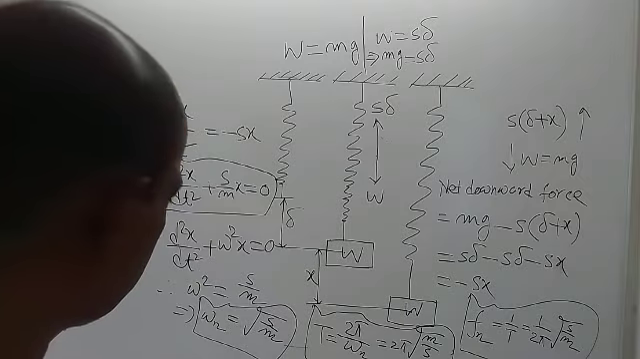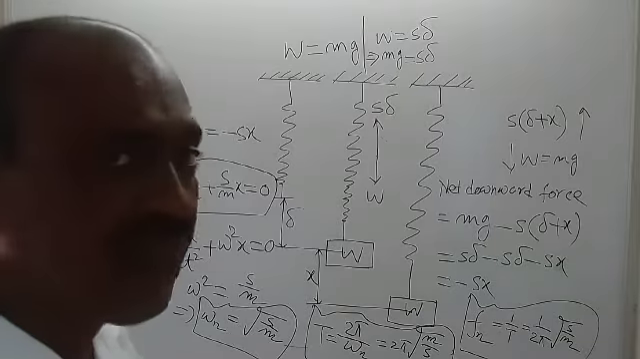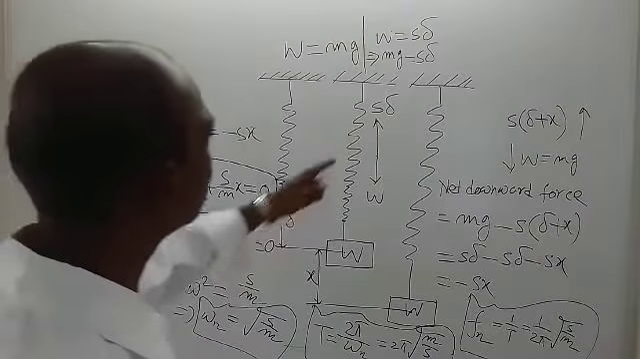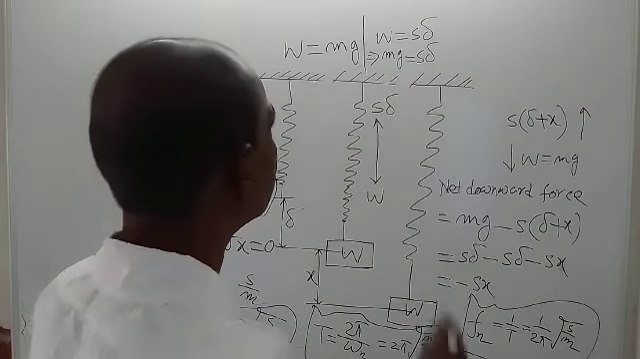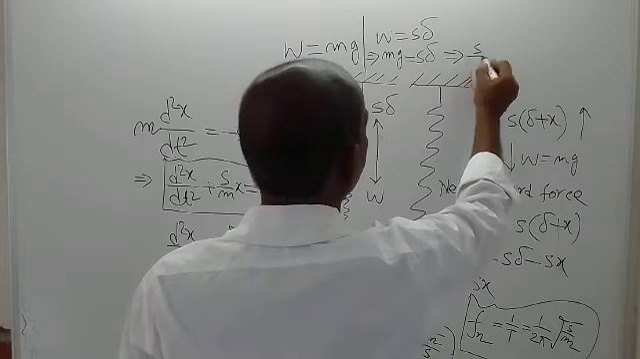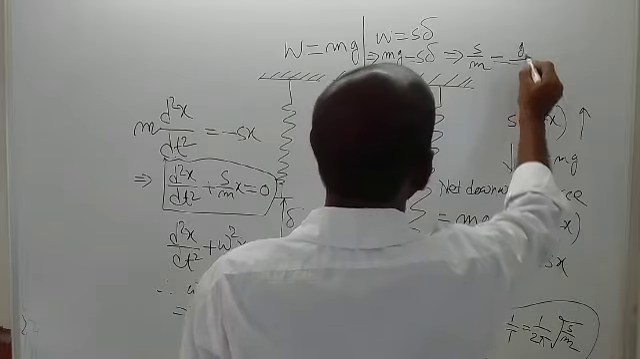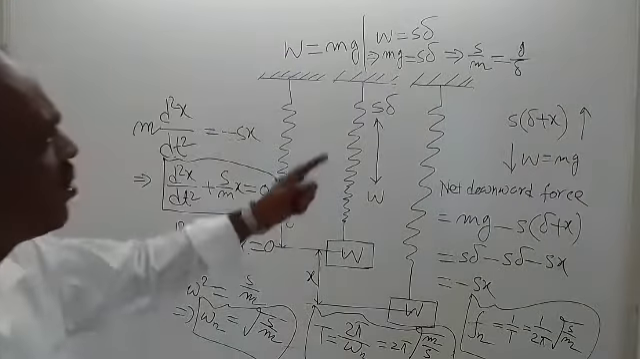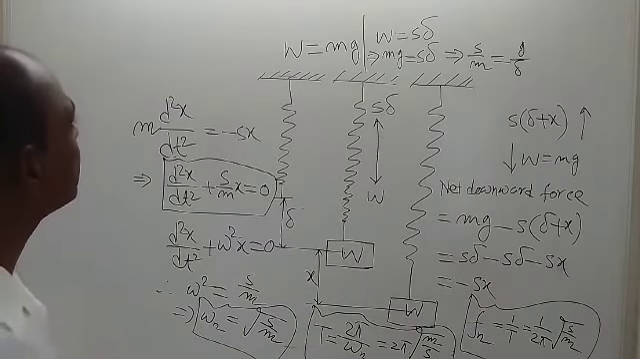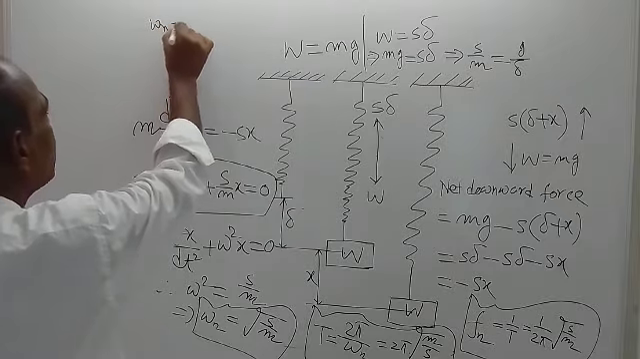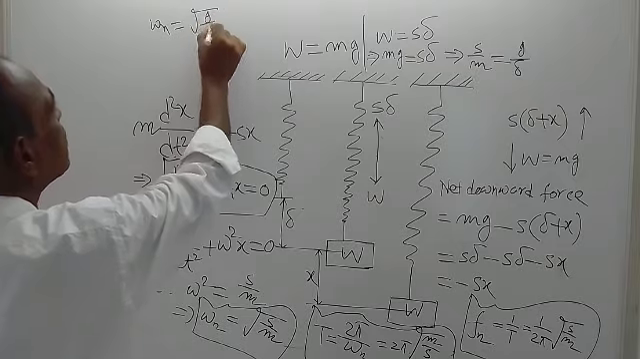And if you want to write this stiffness and mass in terms of the deflection, then you will get what? From here s by m is there, and from here we are getting s by m. So you will get this equal to g by delta. Am I right? G by delta. So this s by m can be replaced by g by delta. In that case you can write omega n is equal to root over of g by delta.